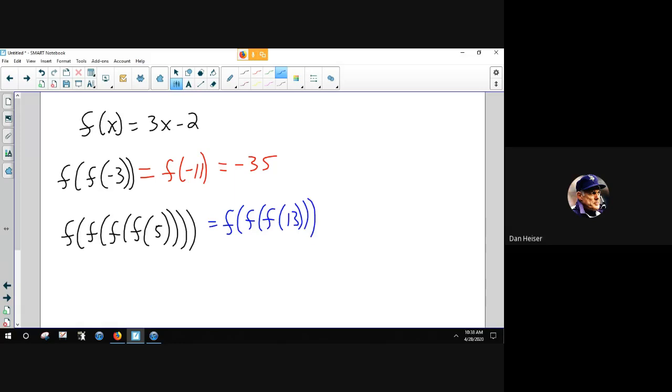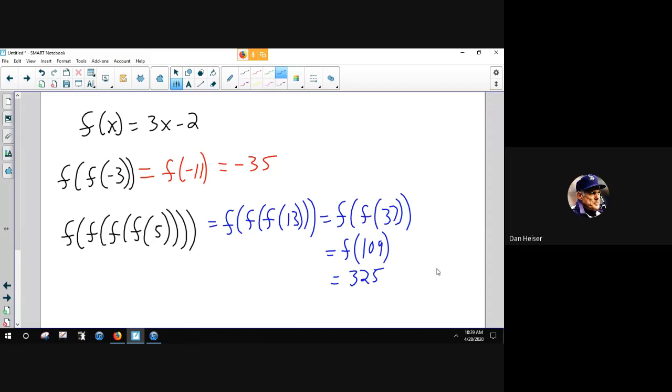So now we plug 13 back into f. And we take 1 f away. f of 13 is 37. Now we plug 37 back into f, just reusing that same process. I believe that's 109. And then we're down to 1 f, which is going to be 325, if I did those calculations correctly.